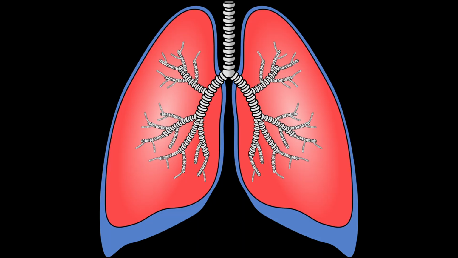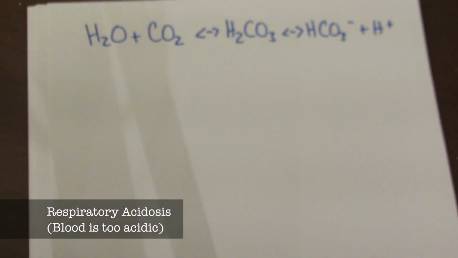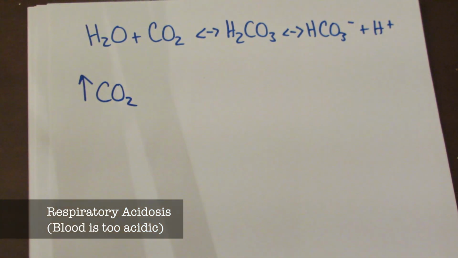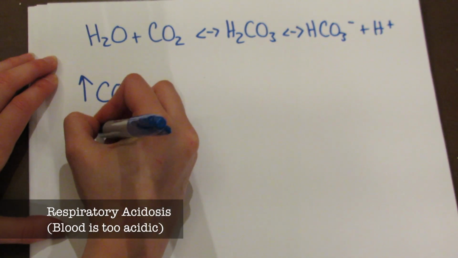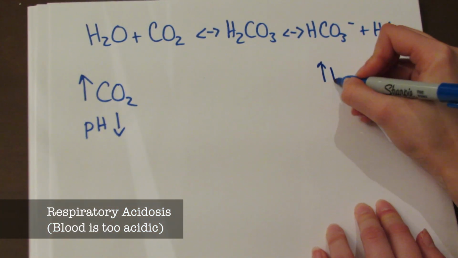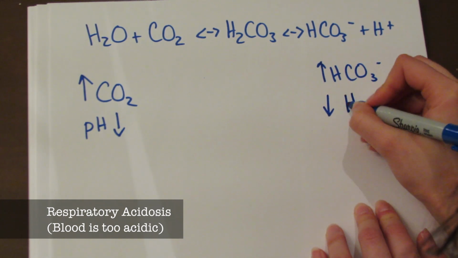Let's start with respiratory. If there is not enough respiration, acidosis occurs. This is because the lungs aren't getting rid of carbon dioxide. As the carbon dioxide in the blood increases, the blood becomes more acidic and the pH level decreases. To make up for this, the kidneys compensate by secreting bicarbonate and getting rid of excess hydrogen ions.